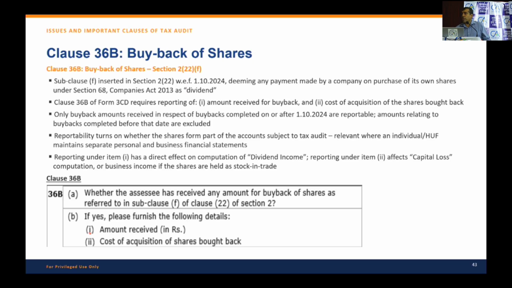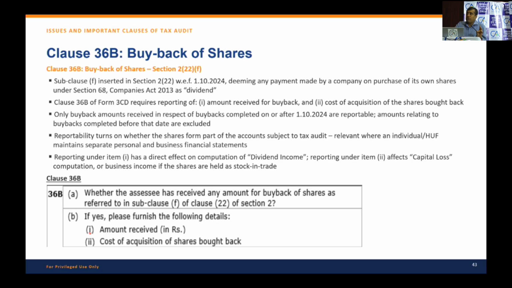Buyback of shares, I think this was the clause which was introduced last year. Otherwise, not a complication. So any buyback which has happened for such transactions, you have to report under clause 36A and B. I think it's very normal reporting. It's more of a factual reporting information which one has to do under buyback of shares, where amount received on buyback and what is the cost of acquisition for those shares which has been bought back.